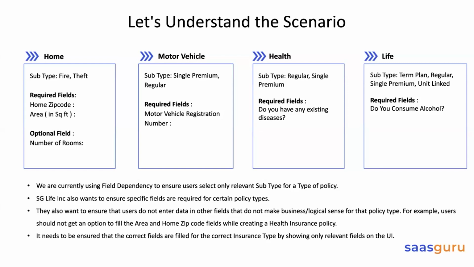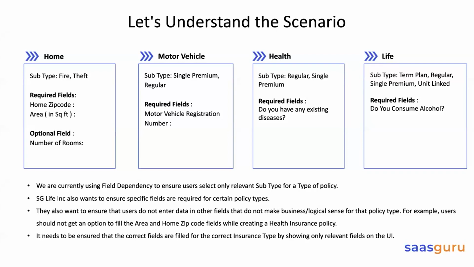Now the question is, if we continue using the same layout, and if we are planning to capture different information against different types of policies, would it make the process easier for the insurance agent or would it make it tedious? Are we introducing complexities?